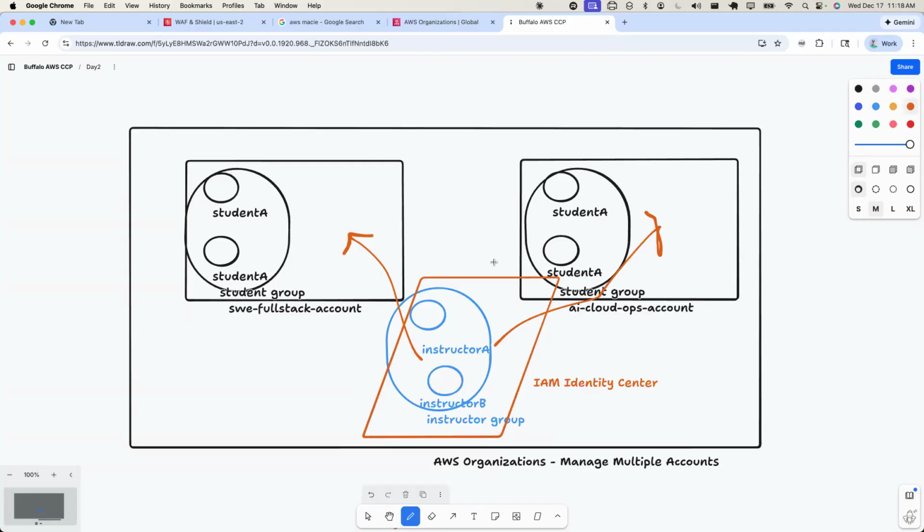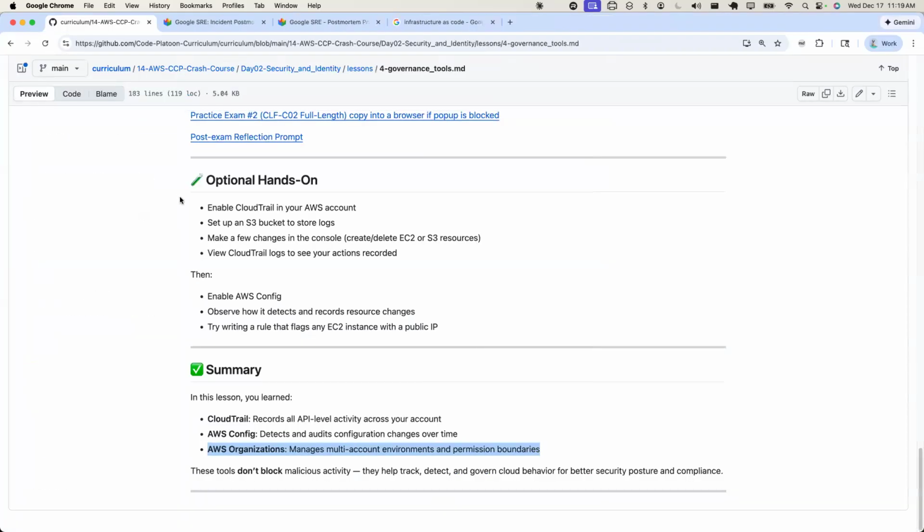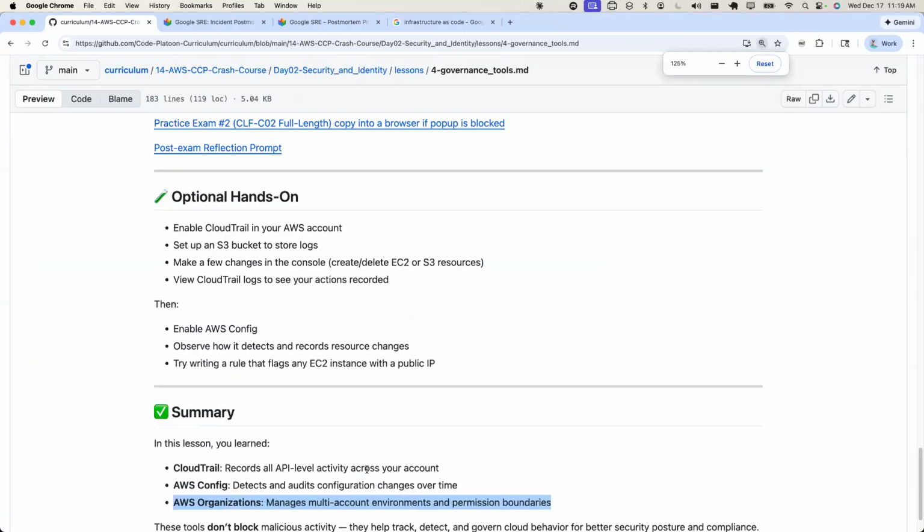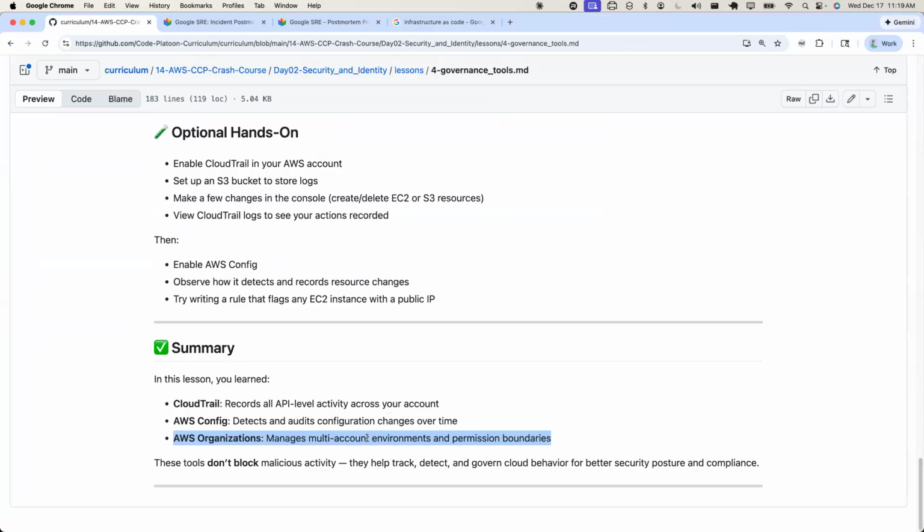Hopefully that helps illustrate things just a bit. It's non-trivial to set up. And again, the good news is on the exam, we are not going to have to get down in the weeds on stuff. It is going to be totally conceptual. But with AWS Organizations, you can create multiple accounts so that you can have that really nice separation of concerns.